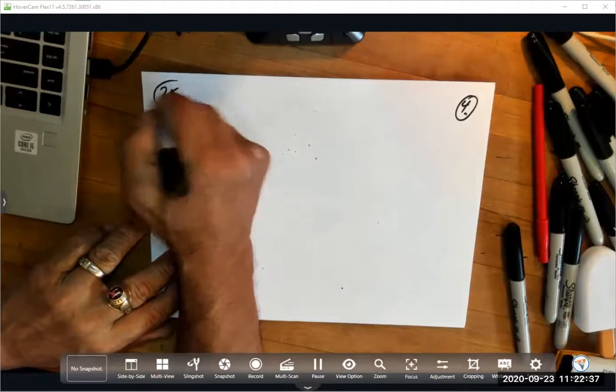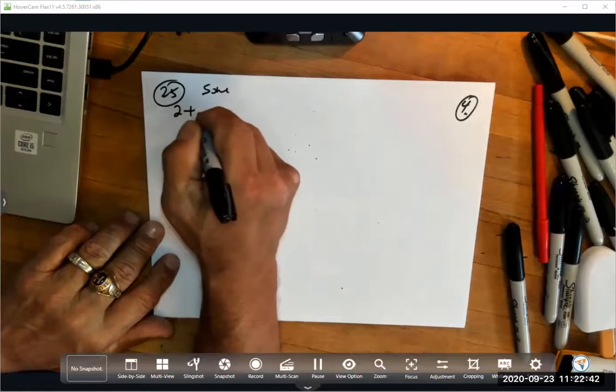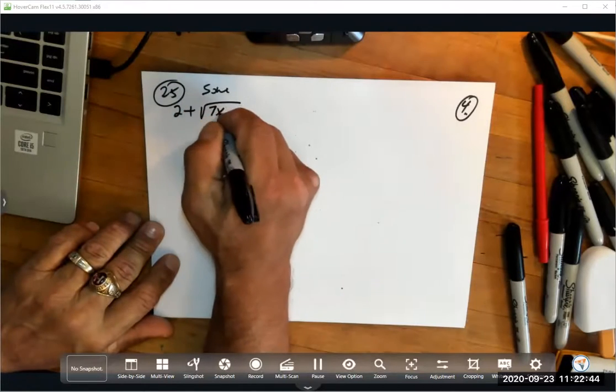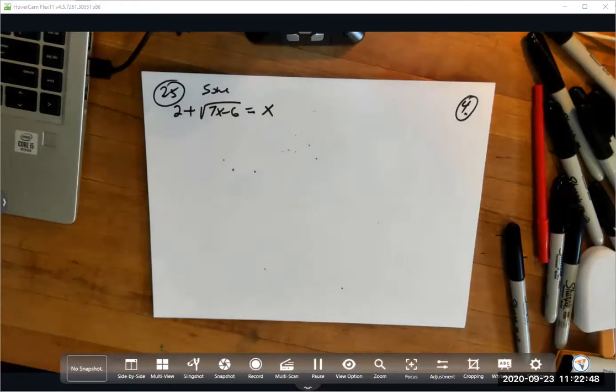All right, 25. Ready? Solve. And here's the one you're going to have. 2 plus square root of 7x minus 6 equals x. There it is. You go, oh man, it's all scrambled up.